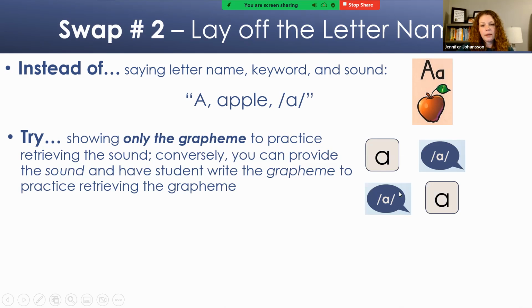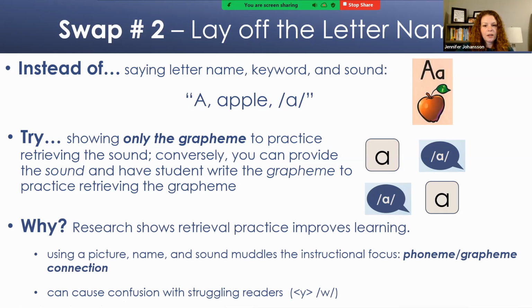Now, this is also in line with my OG training. We never used pictures. We did not say the letter name. That was confusing for our students. We only focused on the letter sound correspondence. So that's a really easy swap to make. Just focus on that phoneme grapheme connection.